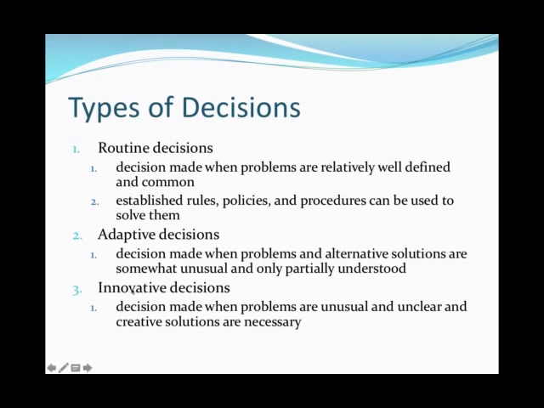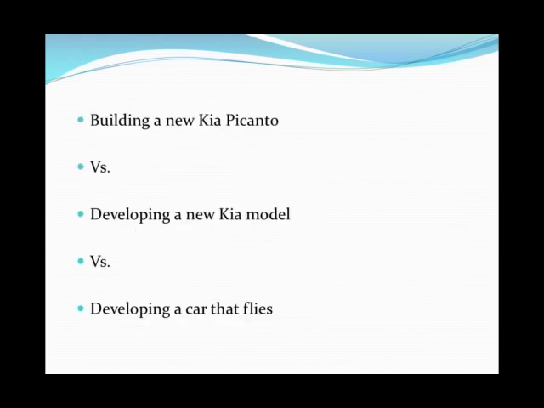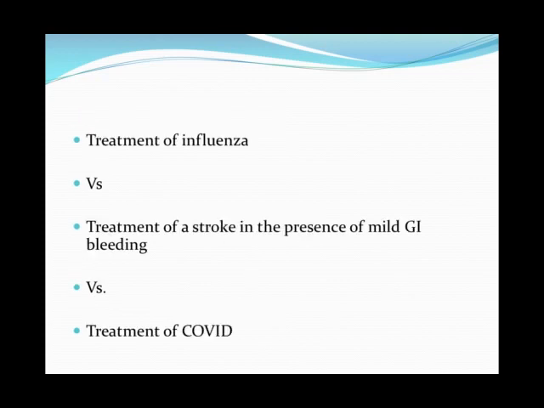Whereas innovative decisions would be like, we want to do something completely different. We want to make a car that can fly. And so we'd have no idea how to do that. So we're going to need some creative decisions. We have some information. We have cars, we have airplanes, but now we're trying to do something that's very, very different. So that's my example.